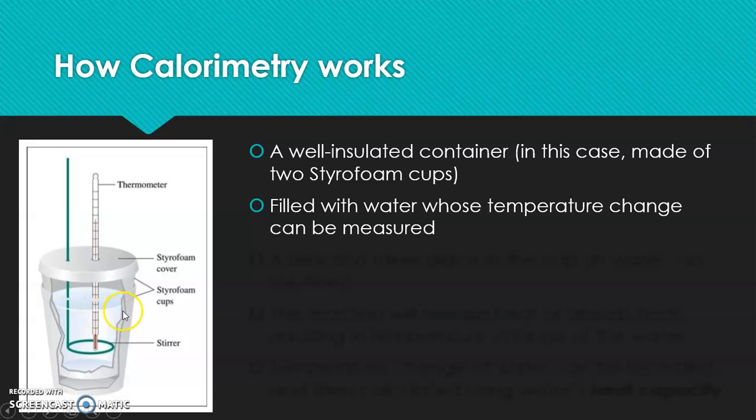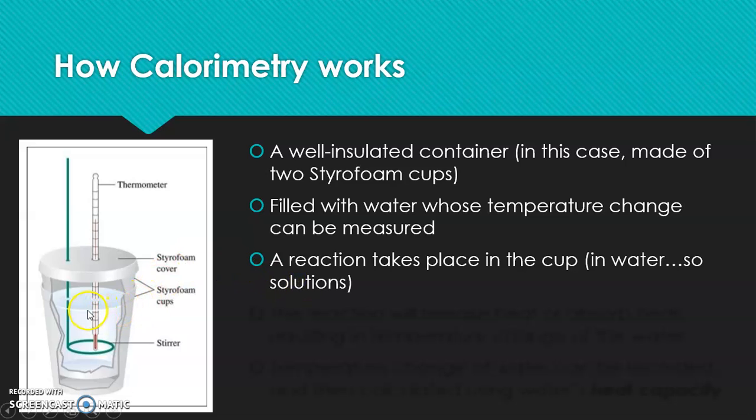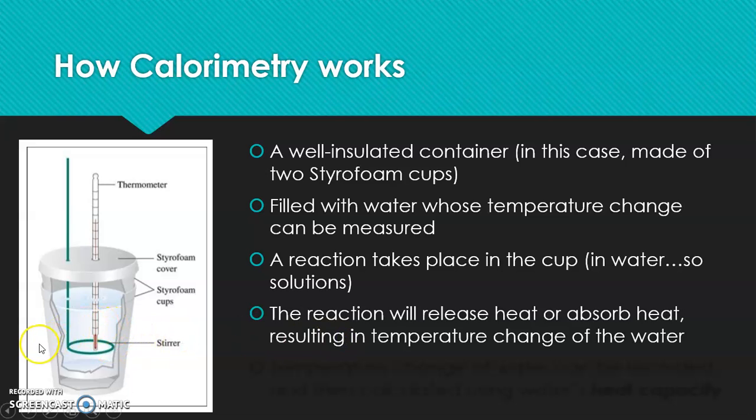Then it's filled with water whose temperature change will be measured later. And then a reaction will take place in the cup. So mostly when it's a simple calorimeter like this, it can only be used to measure basically the solutions, the reaction that takes place in the solution. So you put some solutions in and measure the overall volume of water, and then you measure the temperature change of water. So basically any reaction will either release or absorb heat, resulting in temperature change in water. So it's either increasing temperature or decreasing temperature.